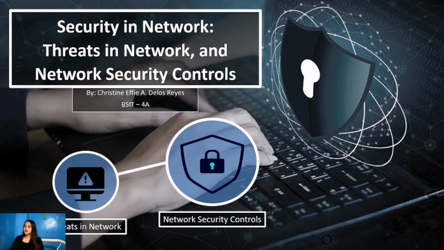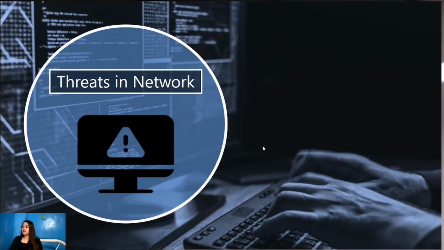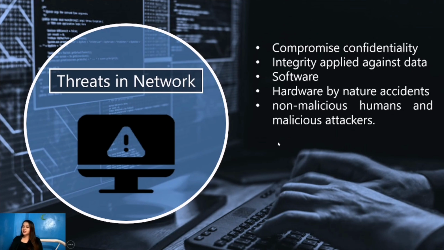My report is about security in network, threats in network, and network security controls. Let's discuss first the threats in network. Main aims of threats are to compromise confidentiality and integrity, applied against data, software, and hardware by nature, accidents, non-malicious humans, and malicious attackers.